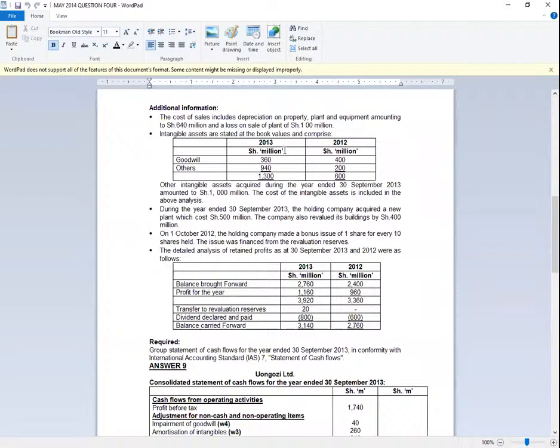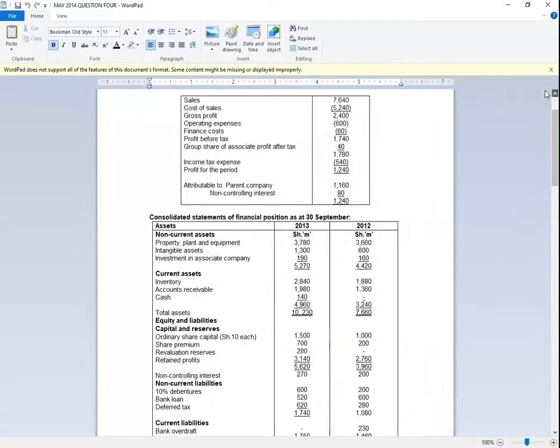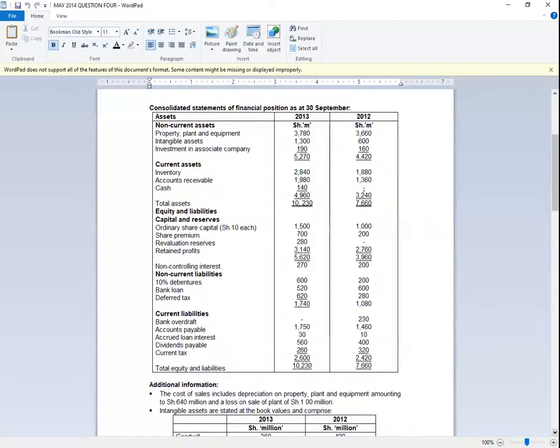Now we are looking at cash flow from investing activities. When they talk of cash flow from investing activities, what comes to your mind? Investing. We invest in non-current assets.